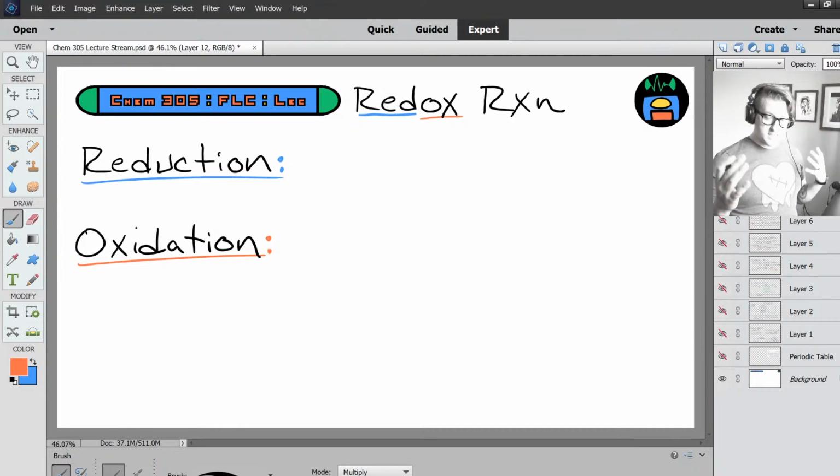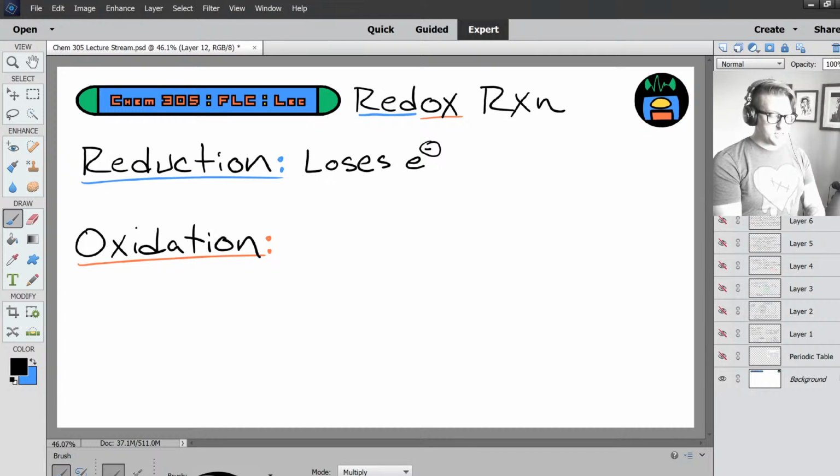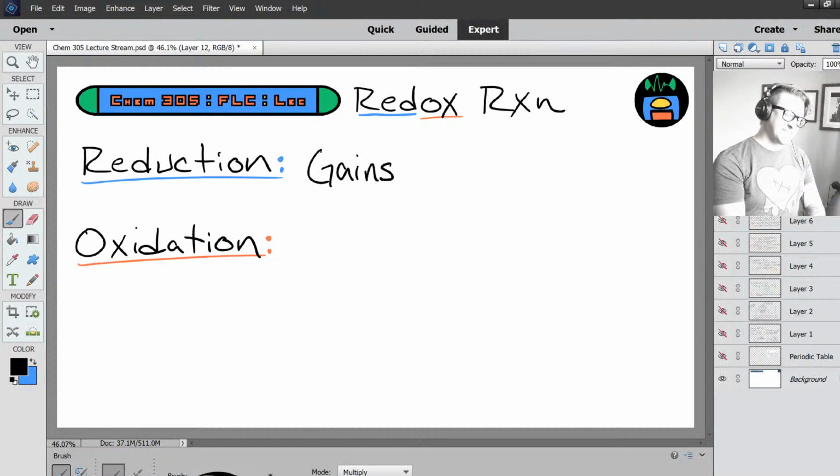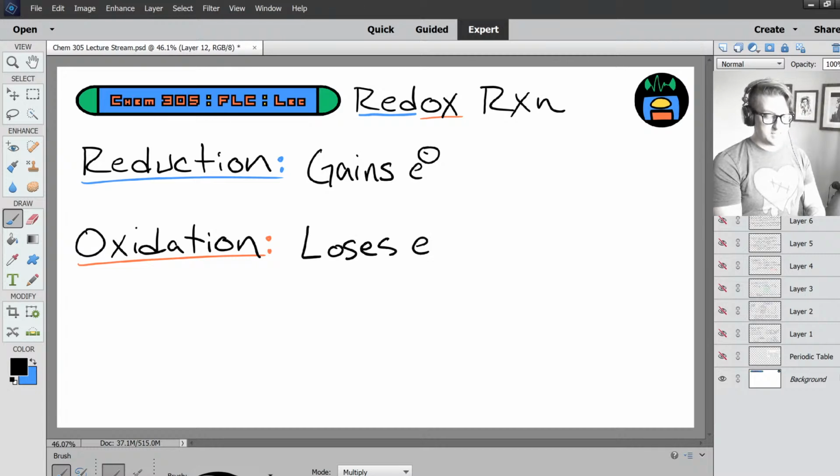And these are processes. Reduction is a process, oxidation is a process. We've heard these words probably, but what they mean is reduction is a process where a compound loses electrons, and oxidation is a process where a substance gains. No, it's not. Okay, this is where dyslexia makes lecturing exciting. Reduction is a process where a substance gains electrons, and oxidation is a process where a substance loses electrons.